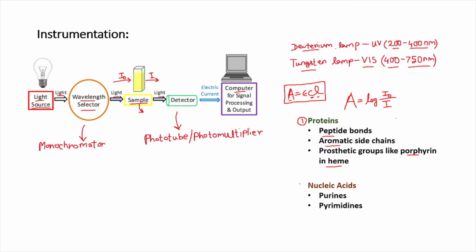The second type of molecules that can be placed in the sample are nucleic acids. Mainly there are two types of chromophores in nucleic acids: purines and pyrimidines. These two types of chromophores are present in DNA and RNA. We can also use them as samples for UV visible spectroscopy.